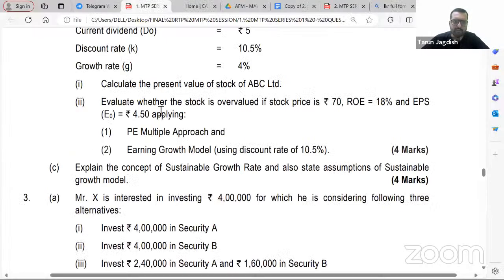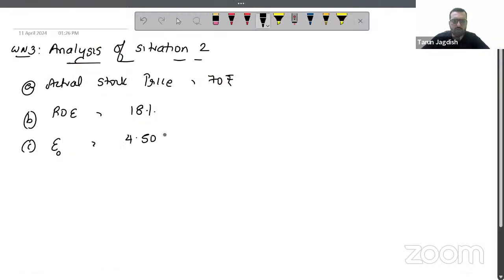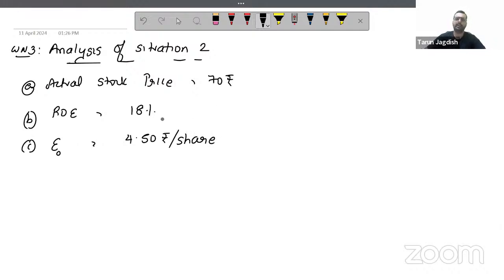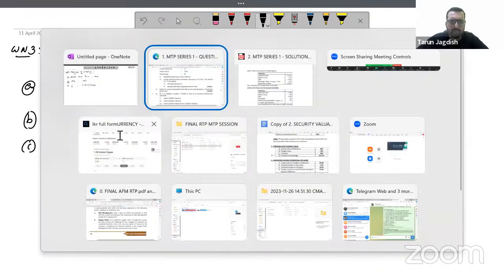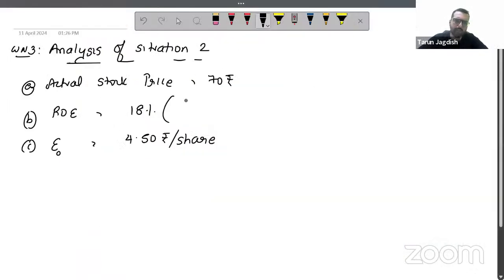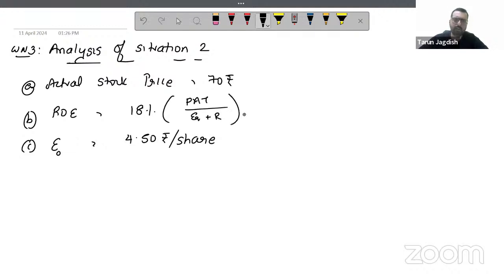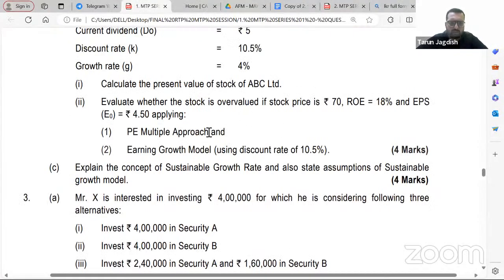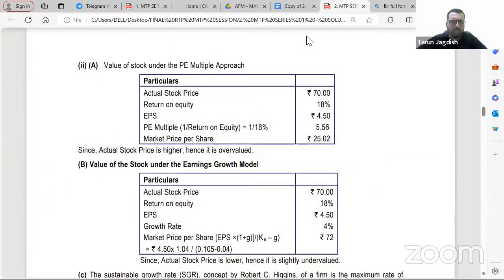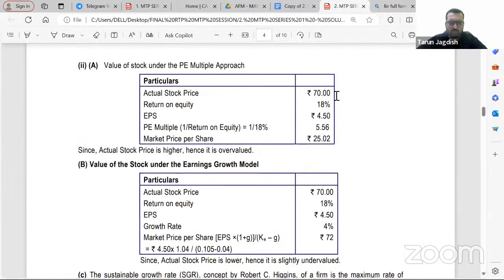E0 or the EPS is given as how much? 4.50 rupees per share. All right. Friends, now here ROE is a slightly tricky area. Ideally, what is the formula for ROE? PAT divided by equity plus reserve. Have they given the book value anywhere? They haven't given the book value anywhere, correct? So now since nothing is given, they actually treat ROE differently. We'll just go and check what they have done.